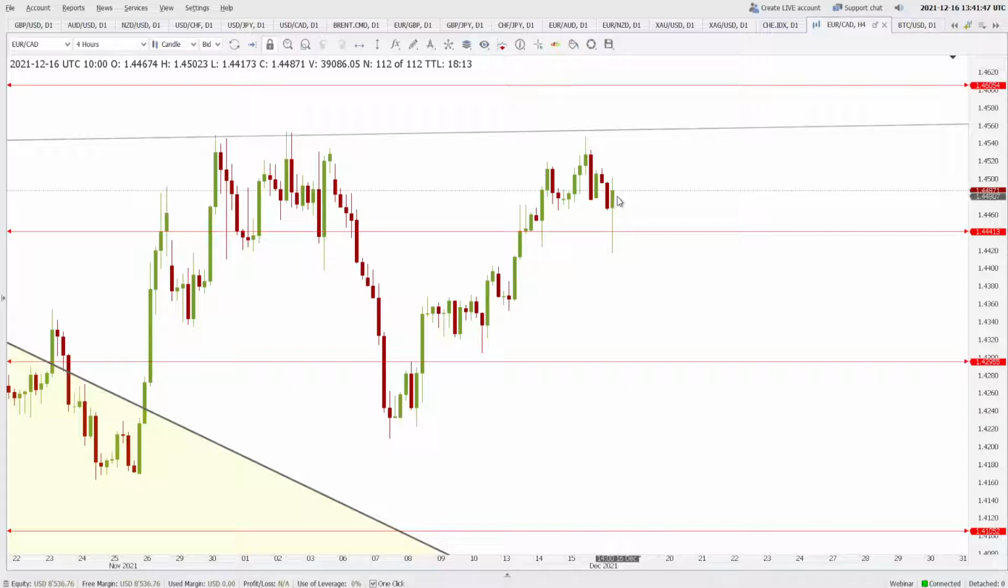I expect the next 4 hourly candle to be green, and the price can go back to 1.4605 in this market. On the contrary, if we see bearishness and the price is able to close the day below the 1.4441 region, I mean this area, then we can expect 1.4295 in this market.